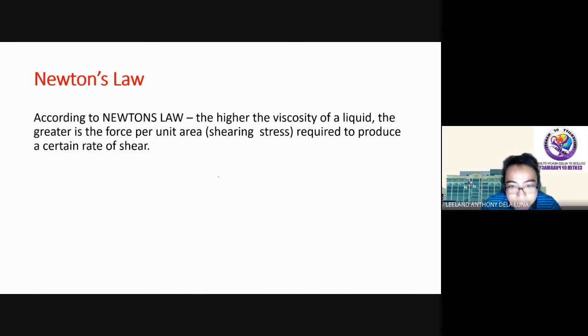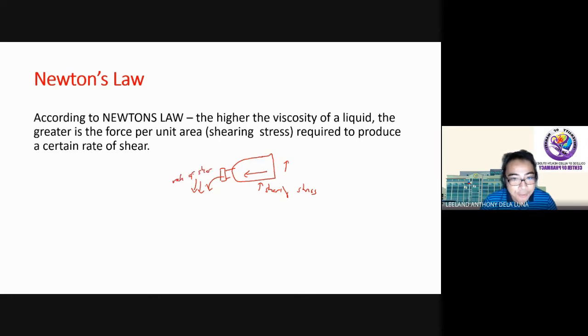So halimbawa class, kung ito yung aking bote, according to Newton, the higher the viscosity, kung mataas ang viscosity nito, para mag-flow out yung fluid natin, kailangan niya ng maraming force. It needs a lot of force. You need to apply a lot of force para lumabas yung fluid na to. So, ibig sabihin, high shearing stress is required para mag-flow yung liquid na yan or yung kanyang rate of shear.